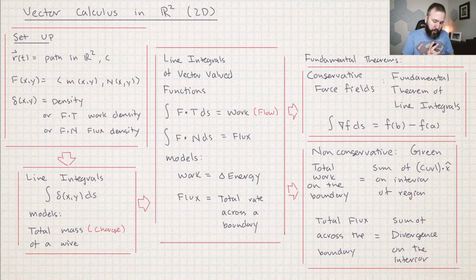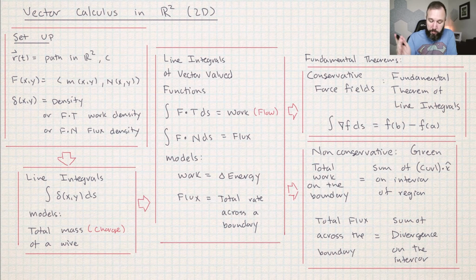Then the first object that you learn about is always the line integral of a scalar valued function. So this is a model for if you had a thin wire and you wanted to find the total mass of the wire, or if you had a wire and there was variable electrical charge in the wire, so the wire was charged differently at each point. Then the line integral of those density functions, if the density was mass density, then when you added them all up, you would get the total mass. Or if it was charge density, then when you added them all up, you would get the total charge.